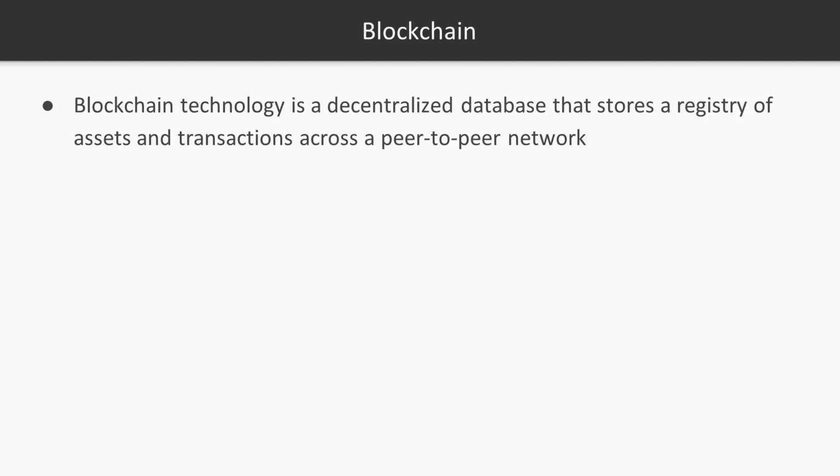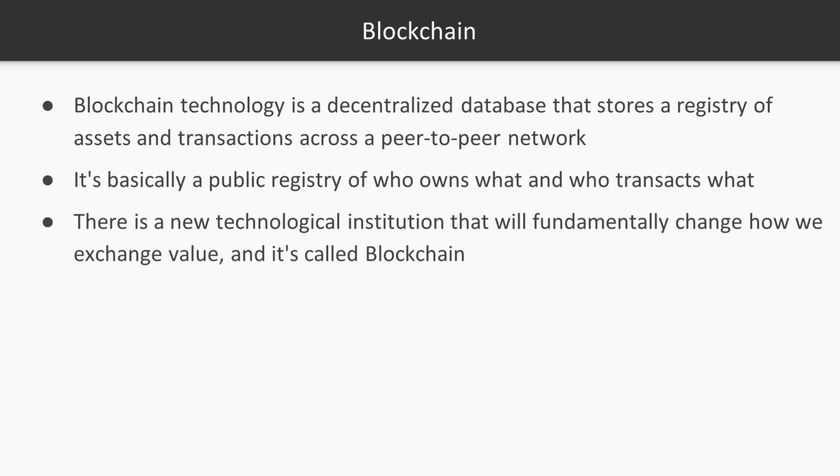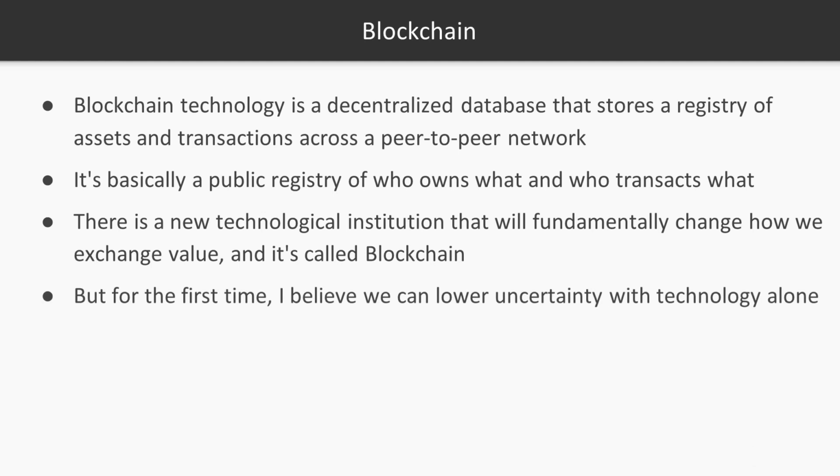in this video. Blockchain is a technology. It is a decentralized database that stores registry of assets and transactions across a peer-to-peer network. It is basically a public registry of who owns what and who transacts what. There's a new technological institution that will fundamentally change how we exchange value. That is blockchain technology. It is called the blockchain. Now, that's a pretty bold statement, but for the first time, I believe we can lower uncertainty with technology alone.